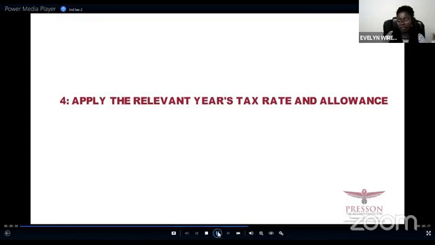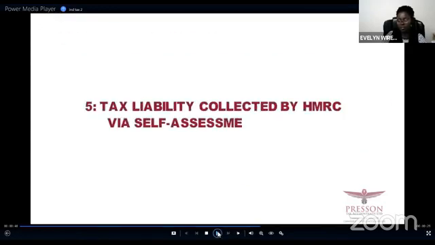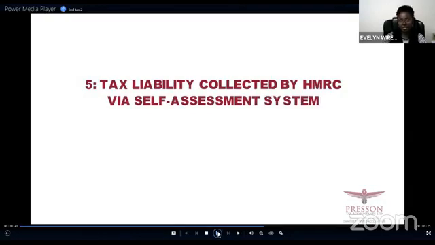And then the final stage is we apply the tax rate to the net after we've taken out the personal allowance. And after we've applied the tax rate to it, this income will be collected by HMRC under the self-assessment. So we apply the tax rate, and when we finish, we file it for the individual, and then they will pay HMRC the tax which is due. Okay, let's move on.